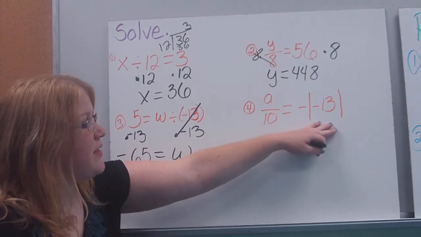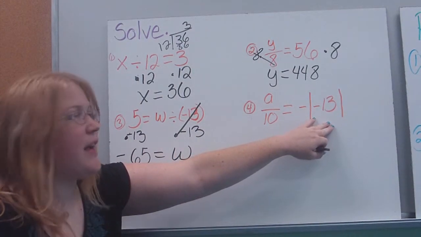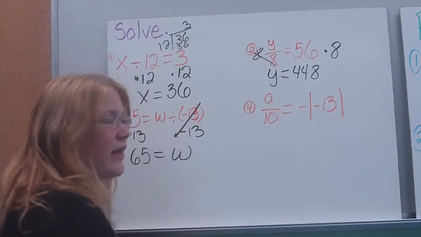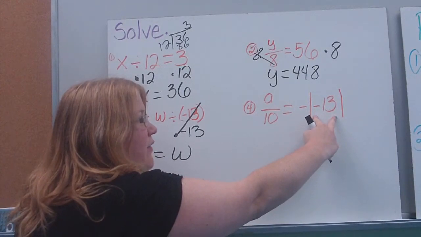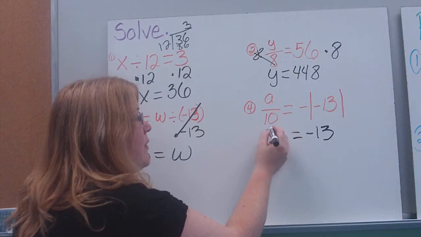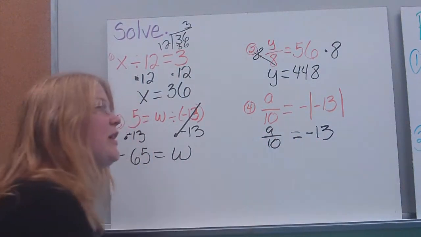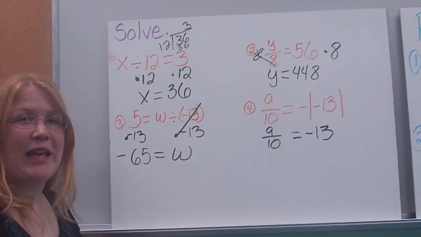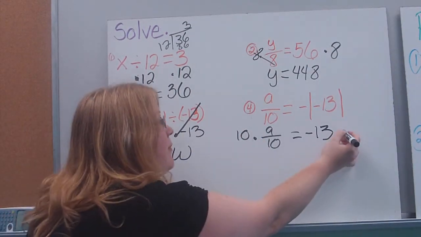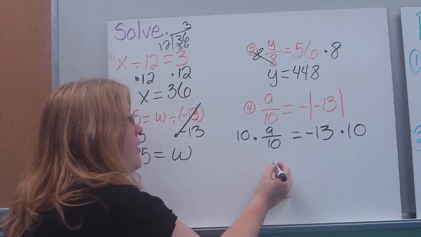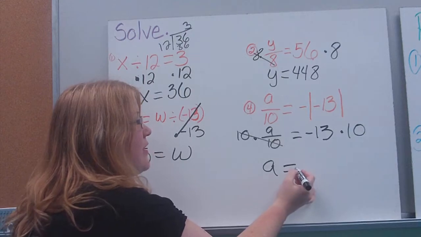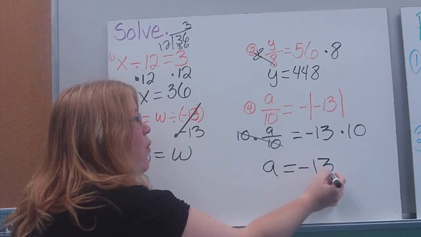All right, over here, you'll notice there's a little bit going on, so I want to simplify this side just to make it a little easier on myself. So I want the opposite of the absolute value of negative 13. Well, the absolute value of negative 13 is 13. The opposite of that is negative 13. So I have a divided by 10 is equal to negative 13. How am I going to get the variable by itself? Well, I want to undo my division, which I'm going to do by multiplying. When I do that, my 10s cancel. I'm left with a. Negative 13 times 10 is going to be a negative 130.